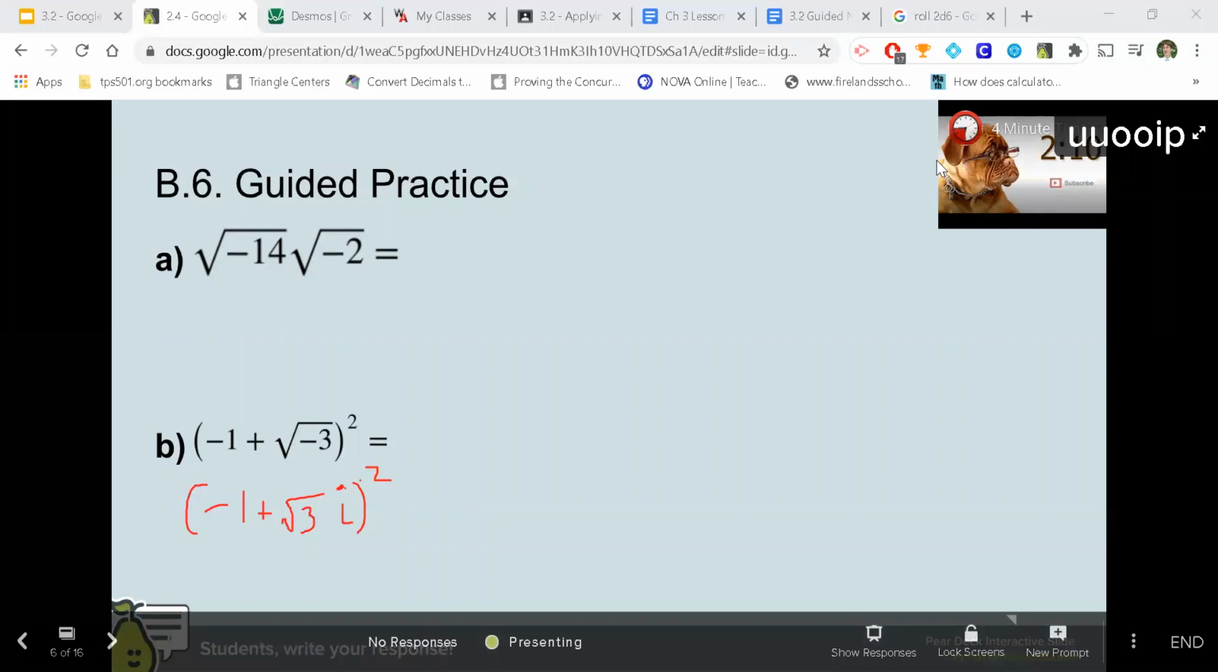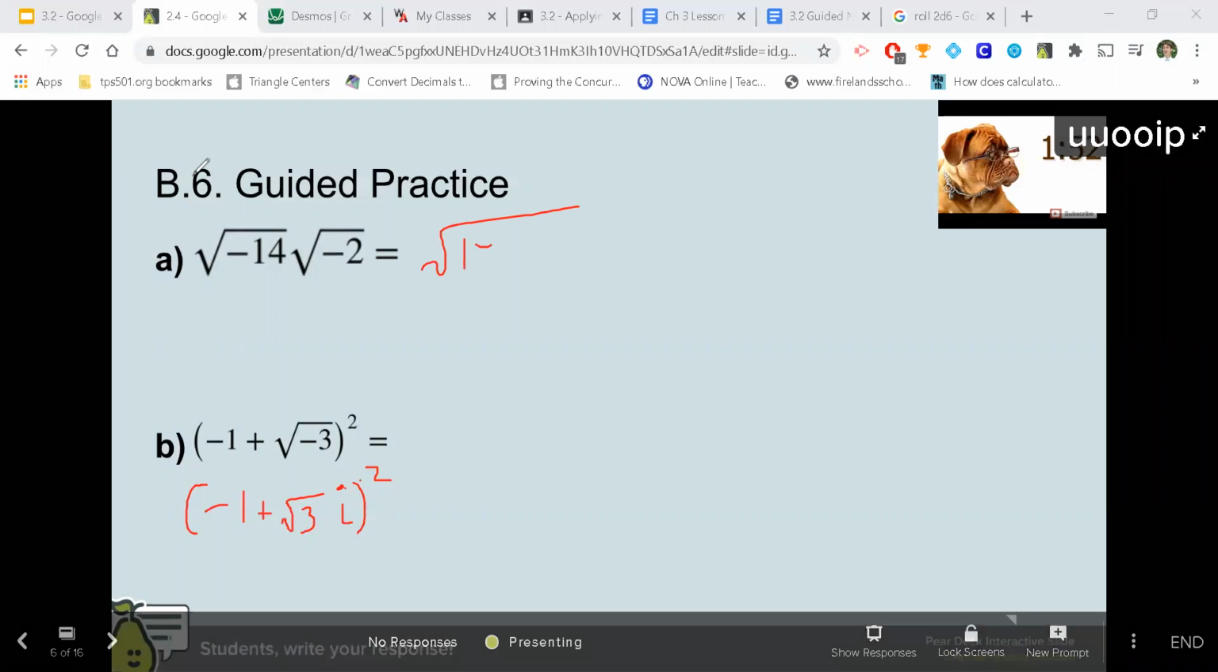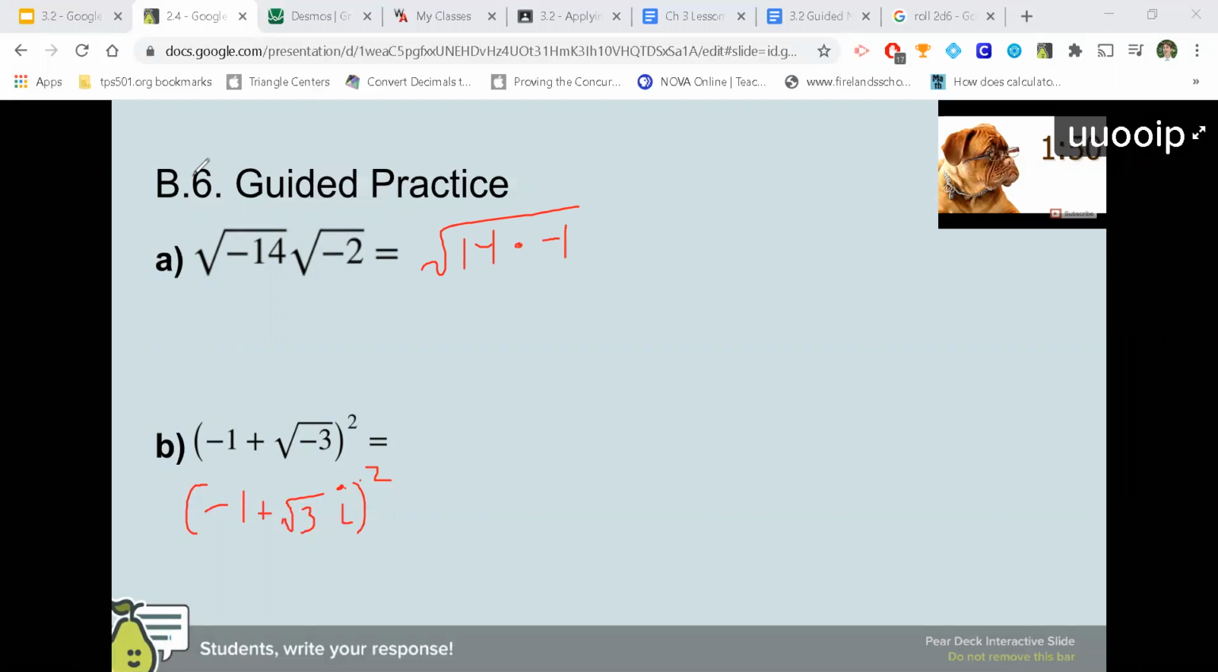I'm gonna give you one hint since we're halfway. If you've been struggling to come up with perfect squares that go into 14 and 2, that's okay. There isn't any. Your first step will be to say that this is the square root of 14 times -1, and this times square root of 2 times -1. That should be your first line. There isn't any perfect squares that go into 14 and 2.